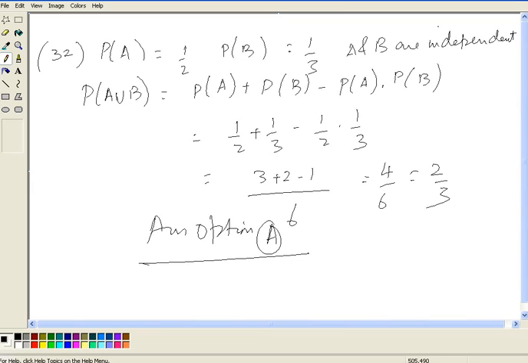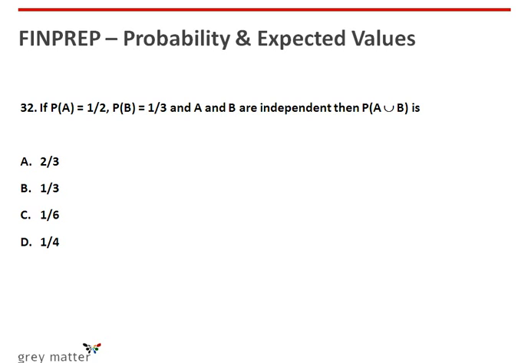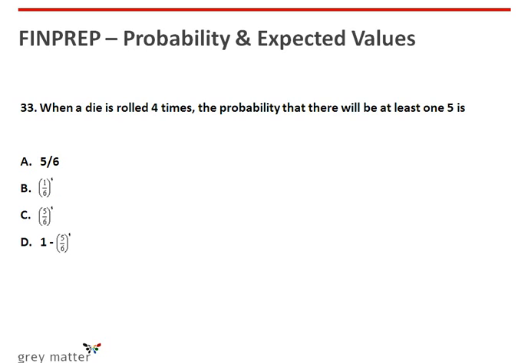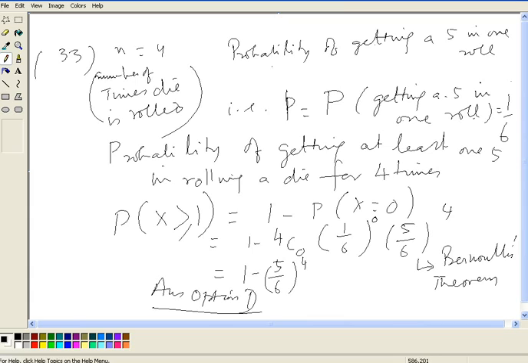Option A. Going to our PowerPoint presentation, it is option A which says it is 2 by 3. 33rd problem. When a die is rolled 4 times, the probability that there will be at least one 5 is worked out as follows. The number of times the die is rolled is n equal to 4. Now, whenever a die is rolled, the probability of getting a 5 in one roll, that is p, will be, because it is an unbiased die, 1 out of 6, that is 1 by 6.